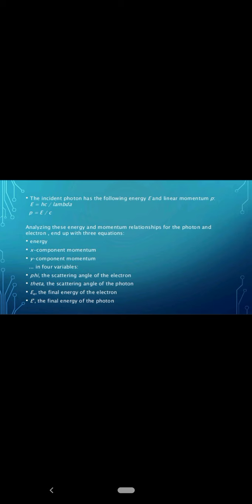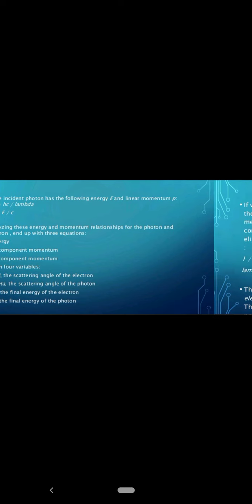Analyzing these energy and momentum relationships for the photon and electron, we end up with three equations, which give energy, x component of the momentum, y component of the momentum in four variables. These four variables can be phi, the scattering angle of the electron, theta, the scattering angle of the photon, E, the final energy of the electron, and E dash, the final energy of the photon.